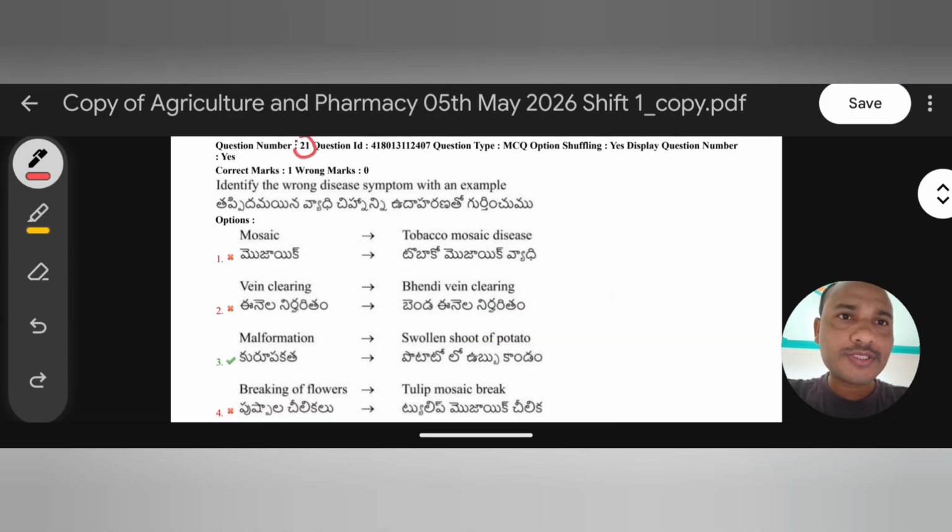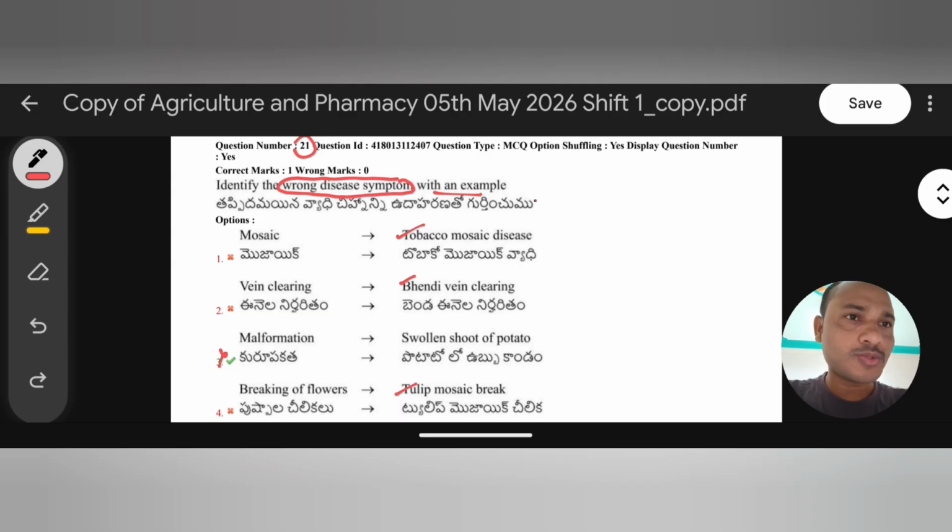So here, the 21st question: identify the wrong disease symptoms. Here we have to identify the wrong disease statement with example. Mosaic, yes, these symptoms cause tobacco mosaic disease. This is a right statement. Vein clearing, yes, in bhendi, vein clearing. And breaking of flowers, so tulip mosaic break. So malformation is not matching with swollen shoot of cocoa. Hence here we are asking for the wrong disease symptoms. So here is the right answer. Why this is the right answer, we will discuss.